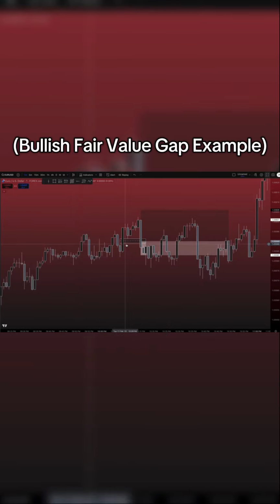in the first place. Now what these are called are inverse fair value gaps, which is another confluence which you can line up with other things. However, it's not one that you want to solely take a trade off of.